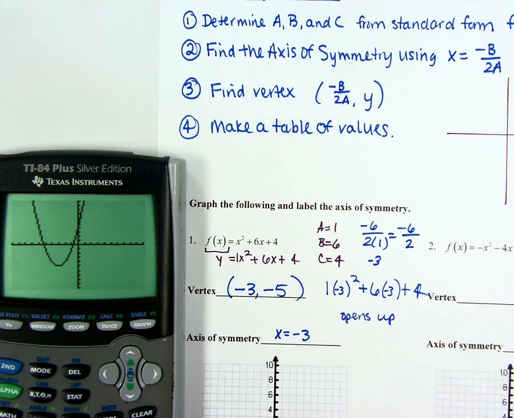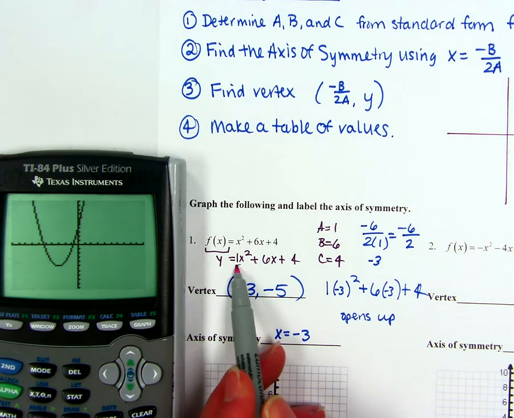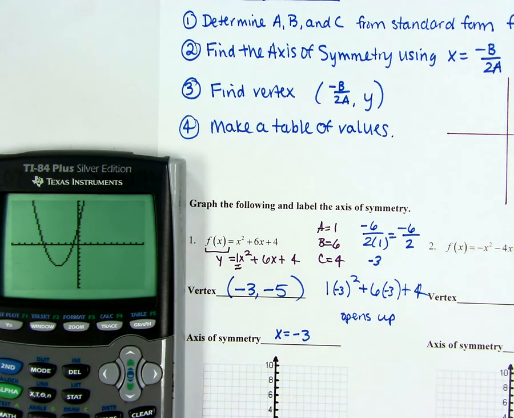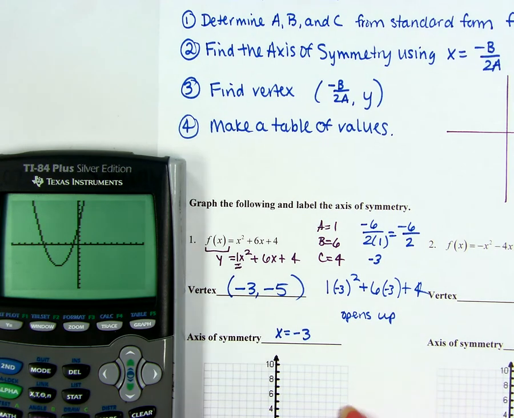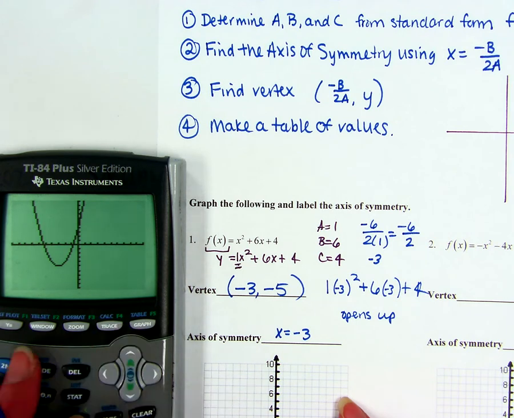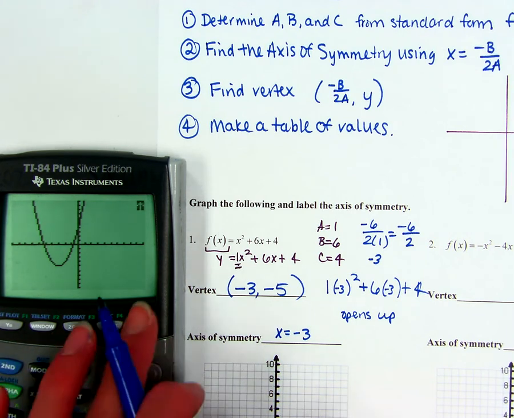One other thing that will indicate that your graph is opening up is if you look at the lead coefficient. Since this is a positive one, it should open up. If it was a negative, then it would open down. All right, I know that my vertex is at negative 3, negative 5. So here's my vertex. And to find the rest of the values, I'm going to hit second graph.